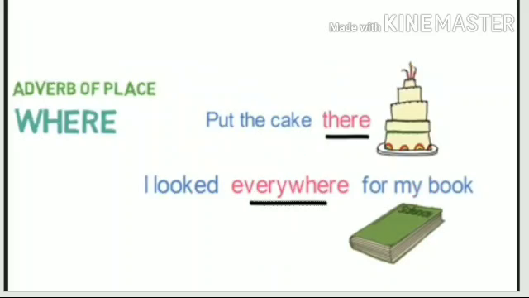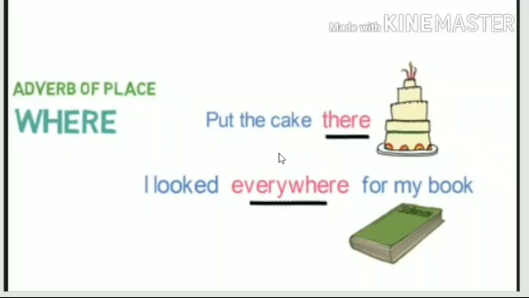Adverb of place. It tells us where an action occurred or happened. The first sentence we have here is, put the cake there. Here we are told to put the cake, but where? Which place? The answer is there. So, the word there tells us to put the cake in a particular place. So, it is an adverb.